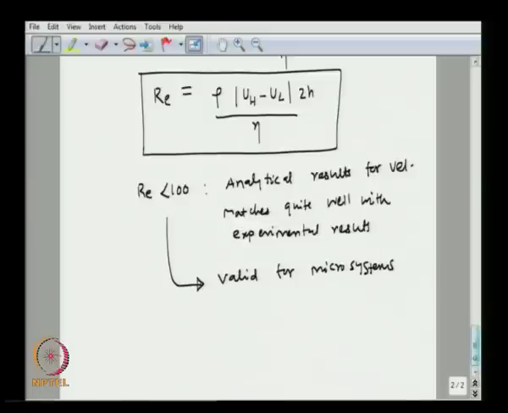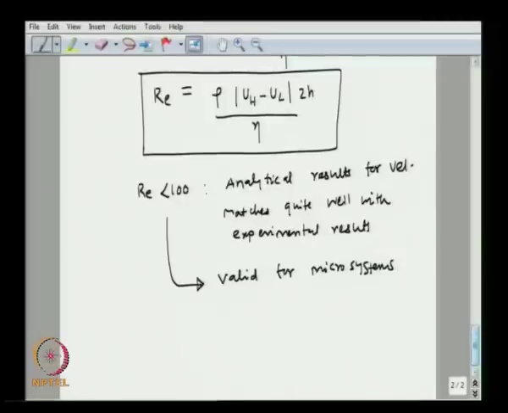Now, if you want to know what should be the value of the force that is applied on the plates in order to move the top plate at UH and the bottom plate at UL, we can determine that from the shear stress value. Okay. So, we can determine the force required.